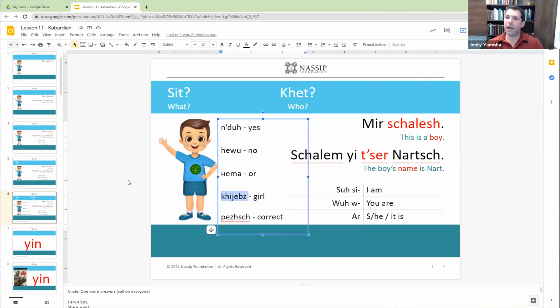It's not on the screen, but ar can mean him or her or it. Or you can just get away with saying one word, Pej, if he's asking if something is correct. If it's a question form, it'd be hard to say just Pej. So it's better to say Murpej or Arpej if you're asking the question. Any other questions? So we're going to pause the story for a minute.